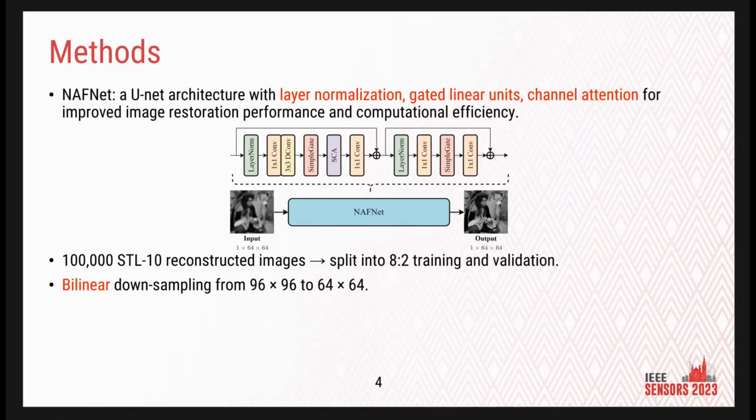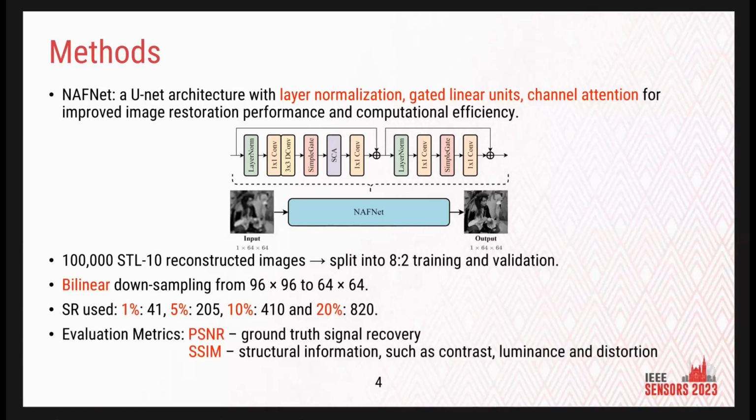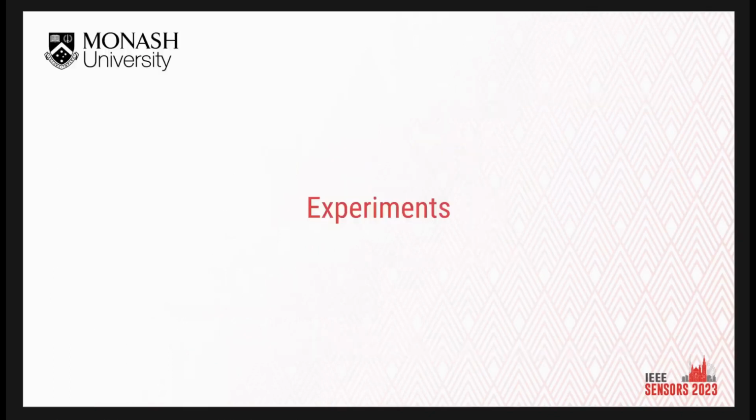In short, we reconstruct the images with Fourier single pixel imaging and Hadamard single pixel imaging and fit them into NAFNet for image enhancement. We compare the NAFNet enhanced Fourier single pixel imaging and Hadamard single pixel imaging with 4 sampling ratios, namely 1%, 5%, 10%, and 20%, which corresponds to the number of measurements shown here. For evaluation, we use the standard PSNR and SSIM metrics to show the different aspects of the NAFNet improved images.